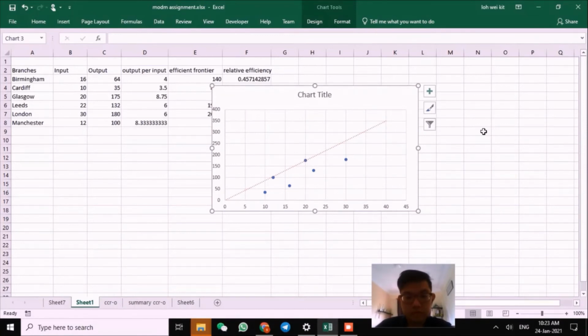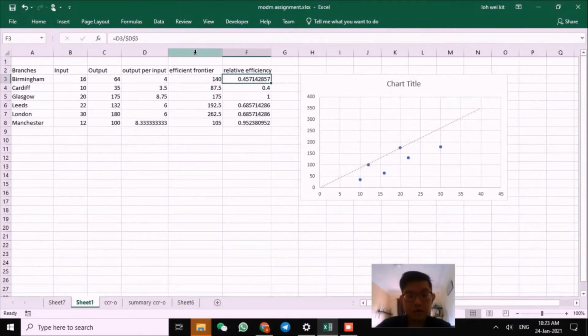The point which is the most efficient branch, Glasgow, lies on the efficient frontier, while the other points lie below the efficient frontier. Then we may measure the efficiency for every branch other than Glasgow. Next, I'm going to discuss the output-oriented CCR model for example 1.